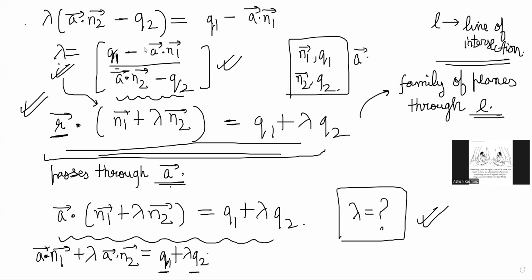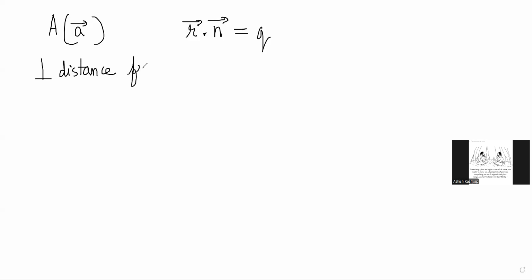Okay. Now, using the same ideas, can you tell me, or can you think about what to do here? Suppose there is a point A with position vector A, and there is a plane r dot n is equal to q. This is a plane. Now, what I want is the perpendicular distance from point A to the plane. How do I find this?